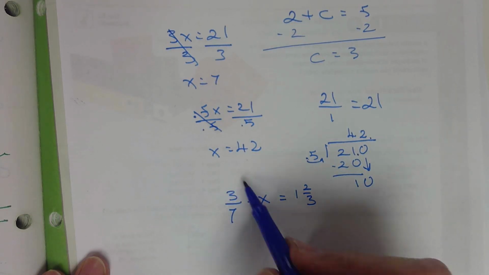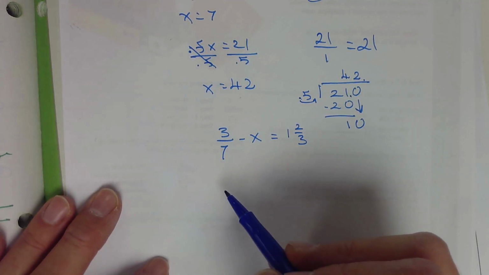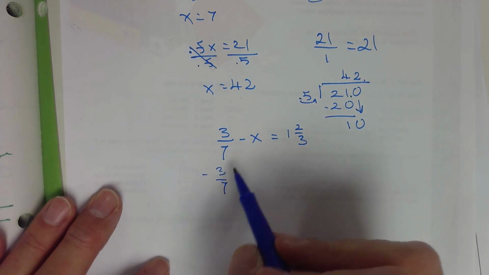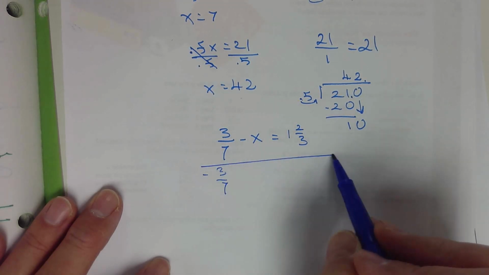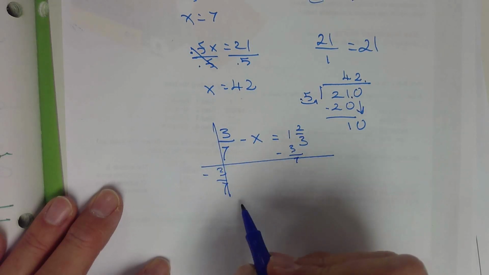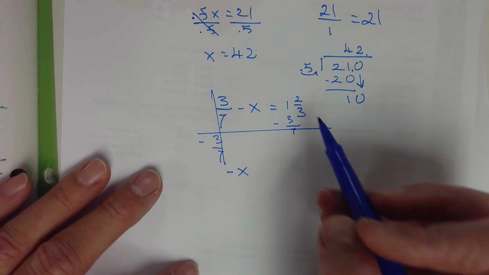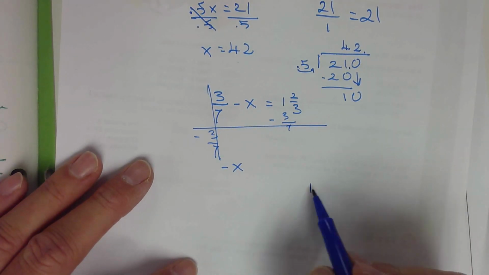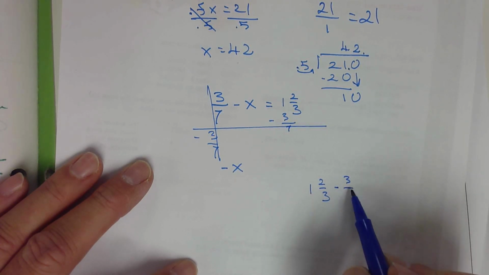Well, we got to get rid of that 3/7. That's a positive 3/7, right? So how would we get rid of it? Subtract 3/7. Because we're subtracting x here, so we're subtracting 3/7. Whatever you do on one side of the equation, you do on the other, 3/7. So they cancel out, so we're left with the negative x, and we'll talk about that here in a moment. But now we have 1 2/3 subtracting 3/7.